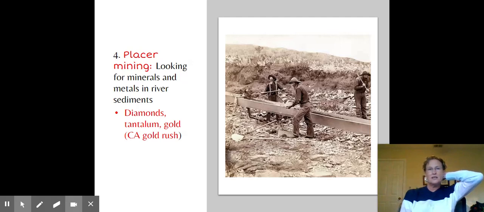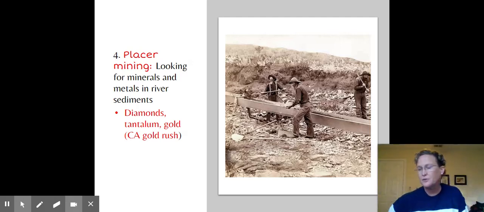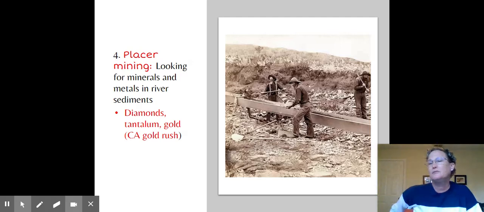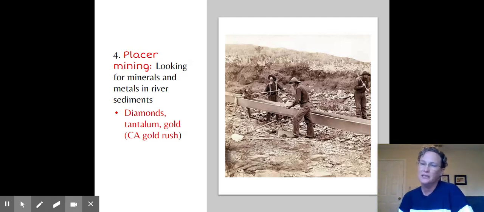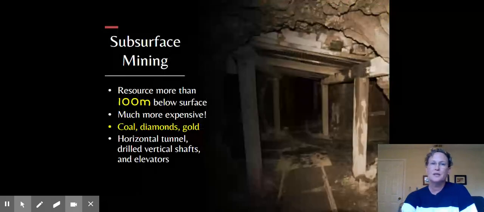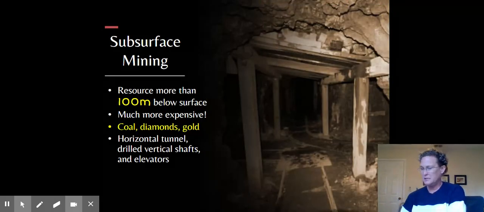Placer mining is looking for minerals and metals in rivers and streams. So diamonds, tantalum, gold. So the California gold rush, this is what happened with the placer mining. So you are going to sift through. This is the kind of stuff that maybe you've been able to do if you go panning for gold. That's a pretty cool thing to do. And then that's what the California gold rush was all about, running things through sluicing. Okay. Now we have subsurface mining.